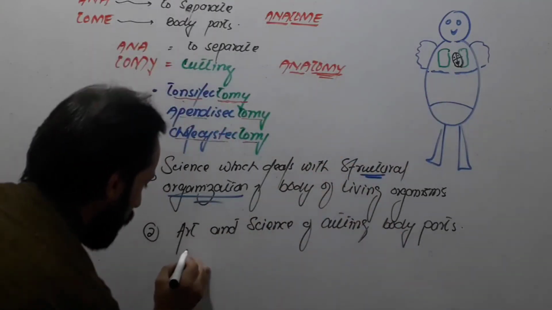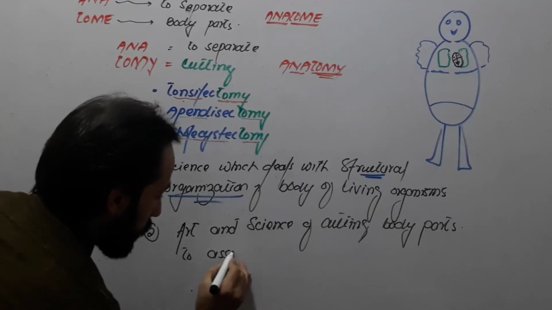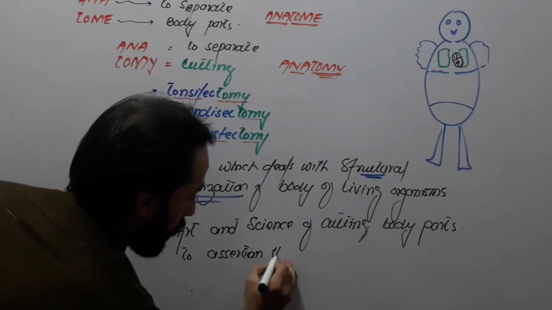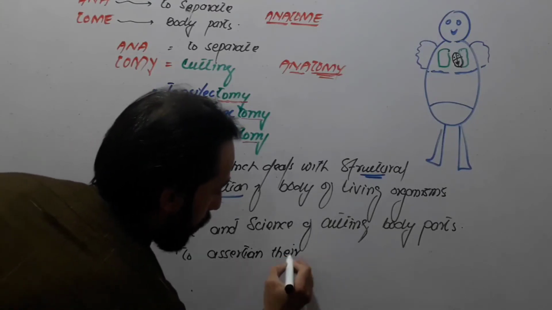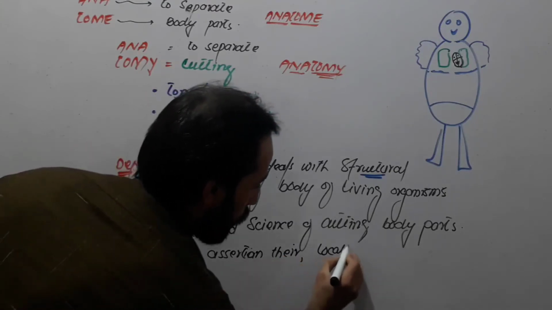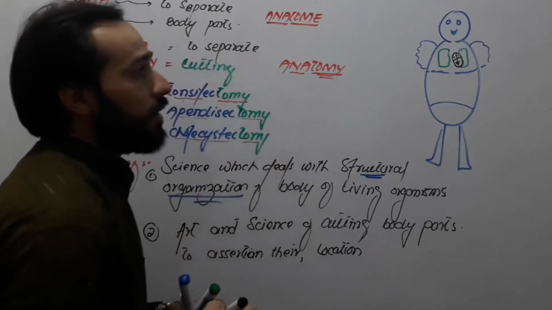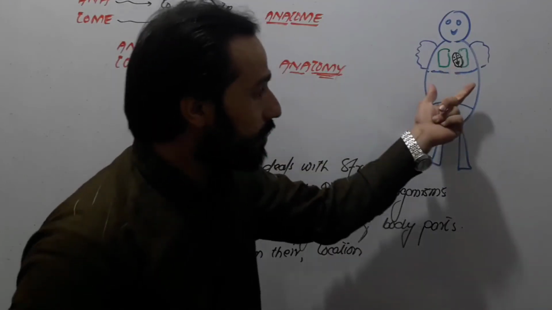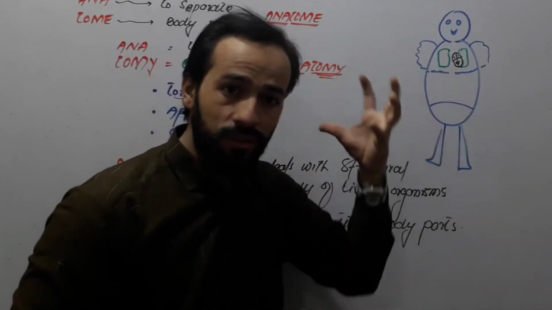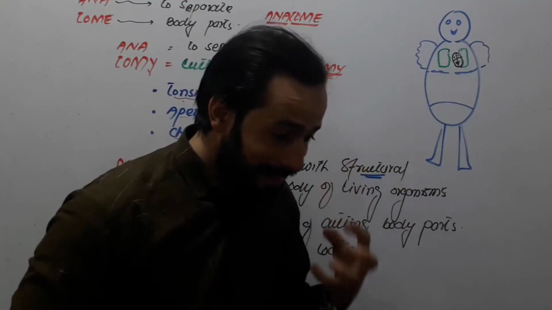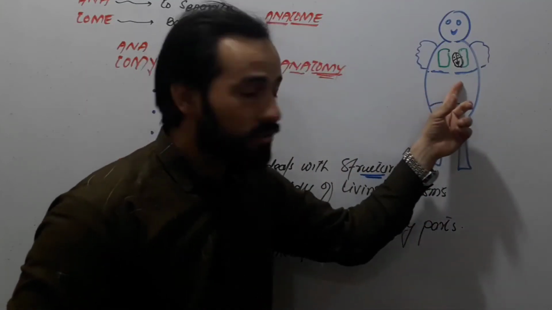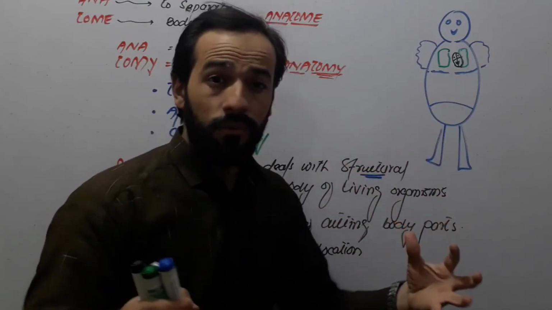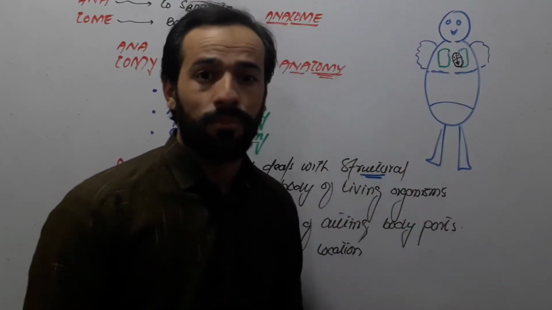Look, to ascertain their location first. Where is the location of the heart? Where is the location of the lungs? Where is the location of the stomach? Where is the location of the kidneys? Where is the location of the abdominal viscera? Where is the location of the pancreas? Where is the location of the spleen? The location of the liver? We want to know about the body, right?